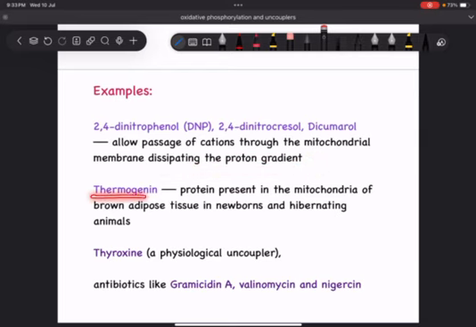Next example is thermogenin. It is a protein present in the mitochondria of brown adipose tissue, in newborns as well as in hibernating animals. Next example is thyroxine, which is a physiological uncoupler. Then some antibiotics also act as uncouplers, for example gramicidin A, valinomycin and nigericin. So the examples are 2,4-dinitrophenol, 2,4-dinitrocresol, dicumarol, thermogenin, thyroxine, as well as antibiotics like gramicidin A, valinomycin and nigericin.